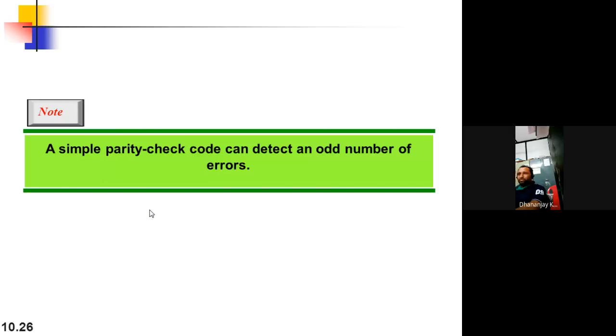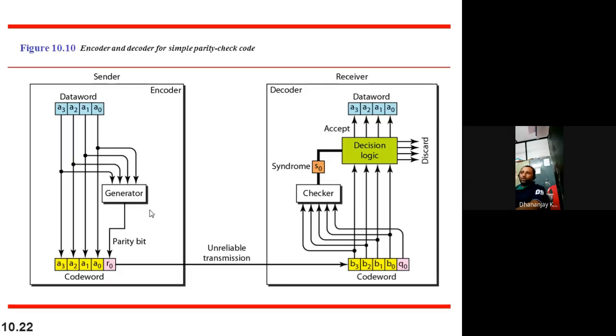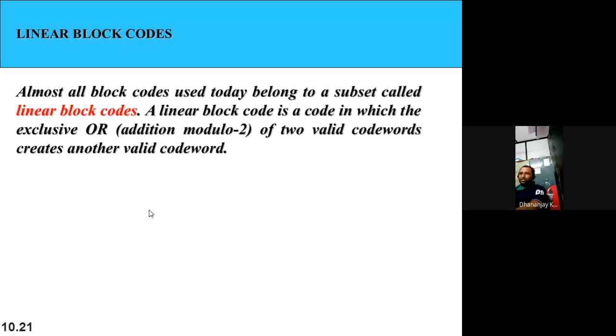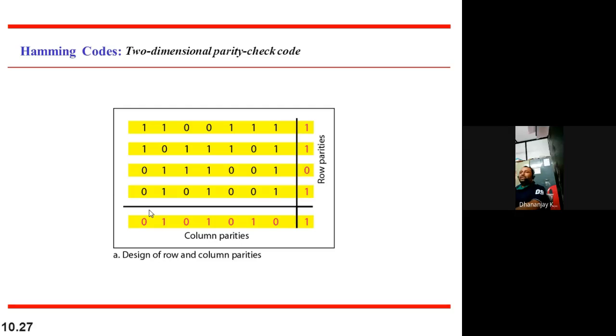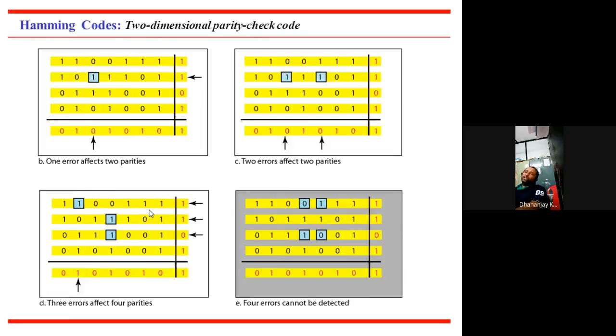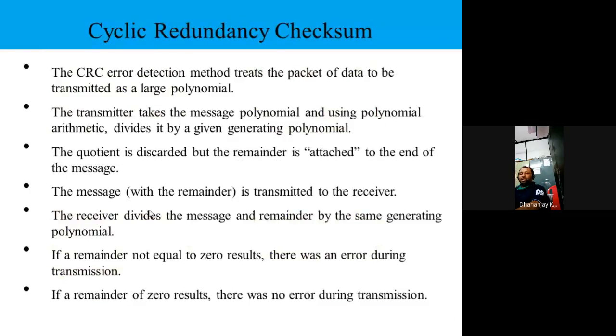Is it clear now? So we have seen two kinds of parity checks, two kinds of error checking here. One is the simple parity check. Second is the multi-dimensional, or two-dimensional, or block parity check. Now let us go ahead with the last part of error checking, which is cyclic redundancy check, very popularly known as the CRC error detection method.